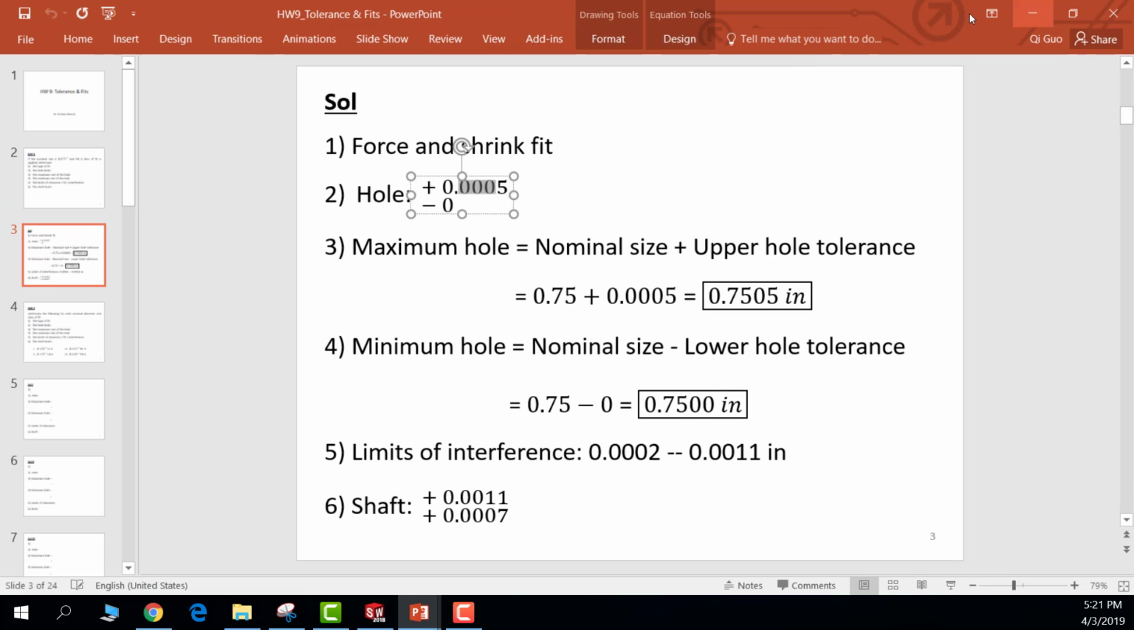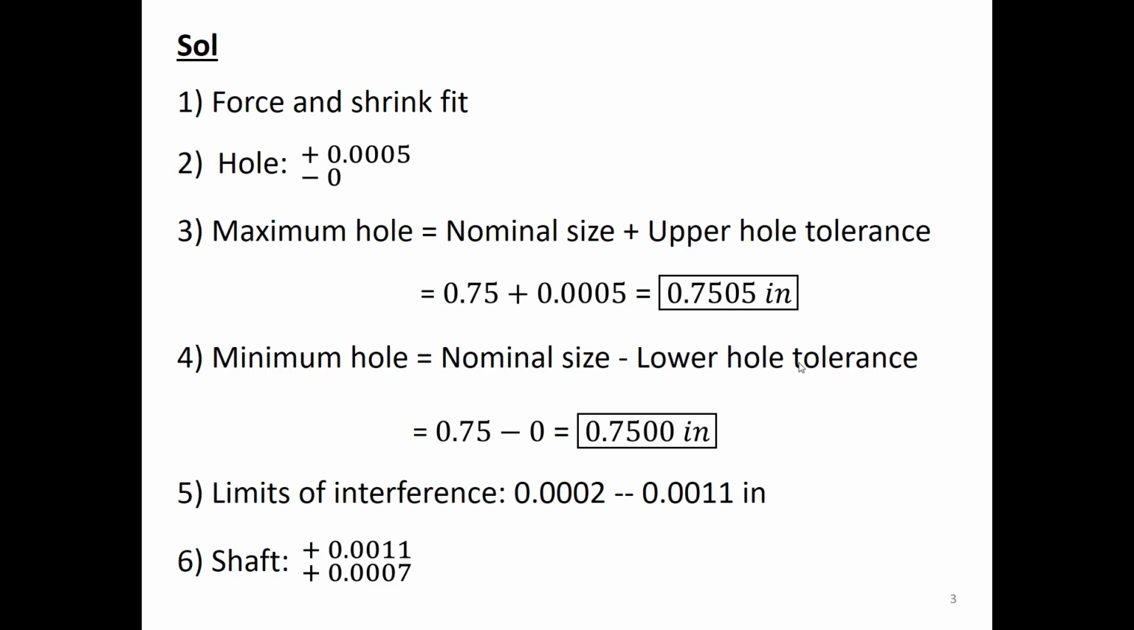And let's go back to the slides one more time. Then the maximum size of the hole is going to be the nominal size of the hole, which is 3/4 of an inch, plus the upper tolerance. So this is the maximum size of the hole. And the minimum size of the hole is going to be the nominal size plus the lower tolerance, since this is a minus, so you can treat it as a plus as well. And this is 0.75 inch.